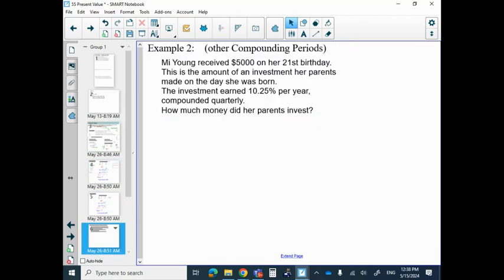All right, so here's another example. This person received $5,000 on her 21st birthday, and that amount of money was the result of an investment her parents made on the day she was born.